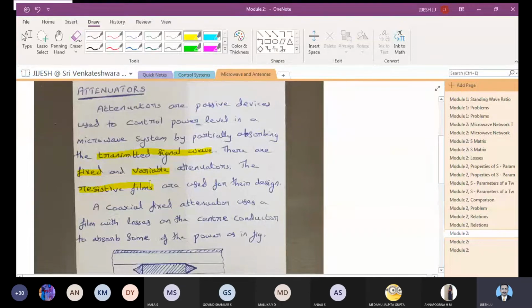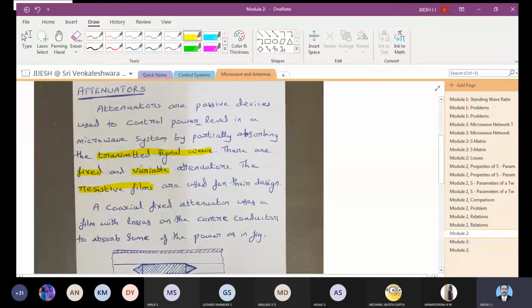We also can see that a coaxial fixed attenuator uses a film, which we are going to see now. Two types of attenuators: one is fixed attenuator, another is variable attenuator. You can just complete that introduction section. I will first talk about the fixed attenuator, then we'll go ahead with the variable attenuators in the later sections.